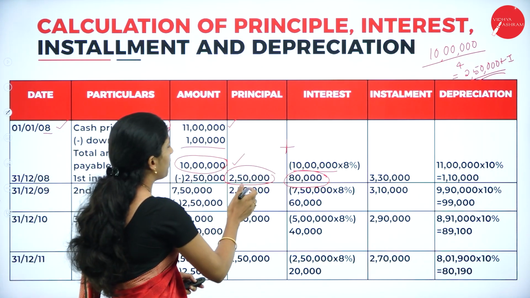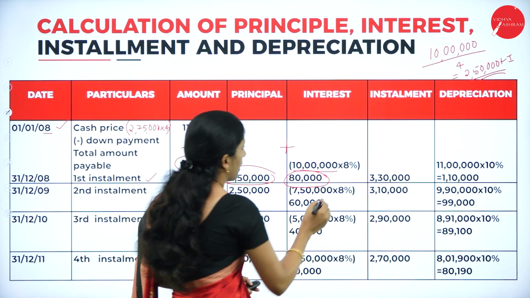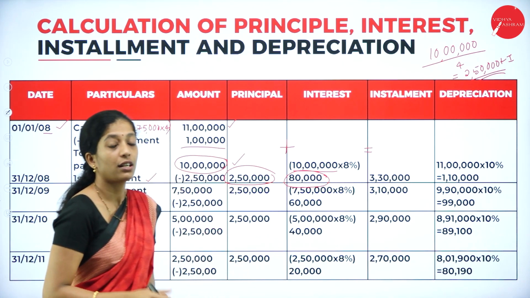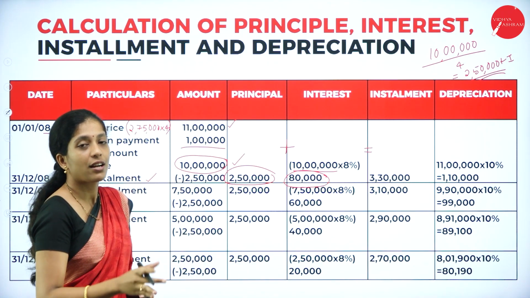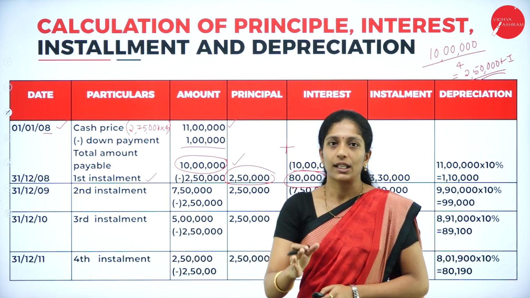Now what is the installment? Principal plus interest is equal to installment. So it is equal to how much? 3,30,000. So the first installment amount is 3,30,000. Hope you have got how you have to calculate.